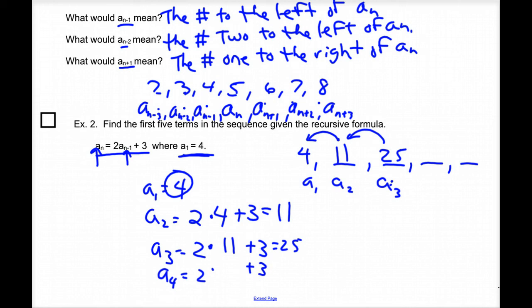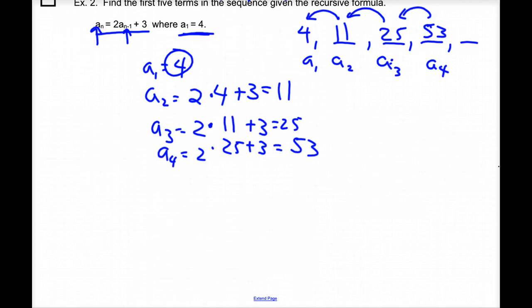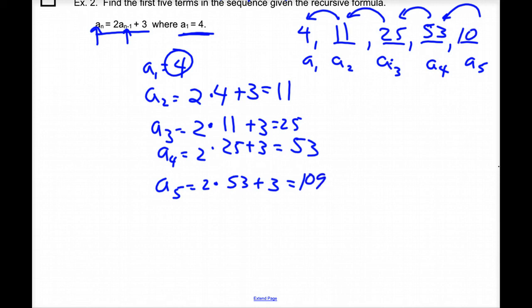To get a sub 4, I always have that 2 times. I have that plus 3. I'm going to take 2 times whatever's to the left of A4, which is 25. 50 plus 3 is 53. And last one, need to get a sub 5. Always going to have the 2 times, always going to have the plus 3. 2 times, 1 to the left. What's to the left here? 53. Gives me 106 plus 3, 109. There's the first 5 terms in that sequence.